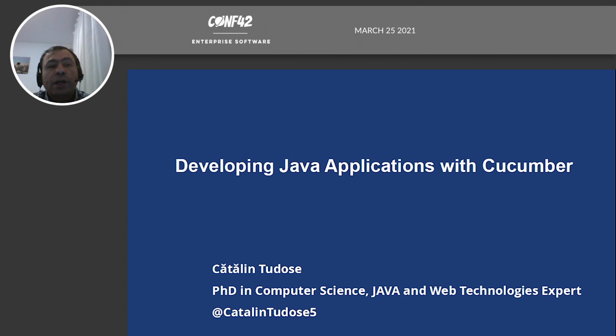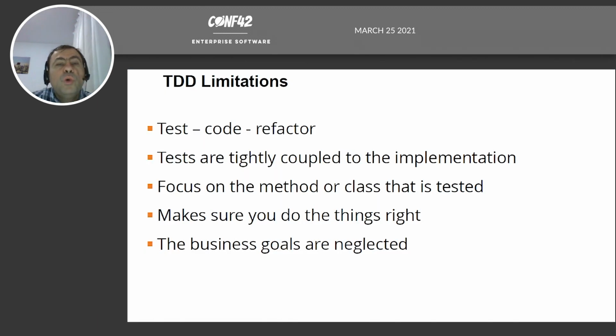The name of this talk is Developing Java Applications with Cucumber. You are going to find out how to use Cucumber, a behavior-driven development framework, in order to make your applications better respond to the business needs. Otherwise said, you are going to address the needs of the users and you are going to do the right thing. First, probably you are accustomed with working TDD or test-driven development.